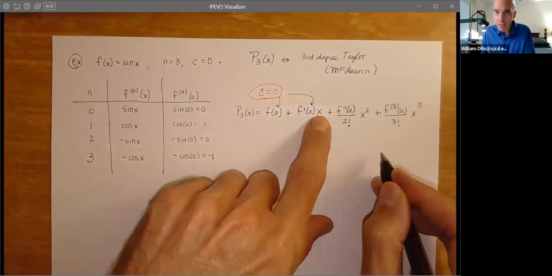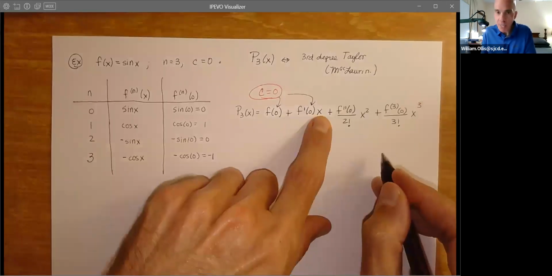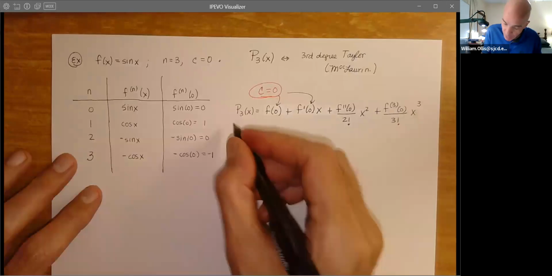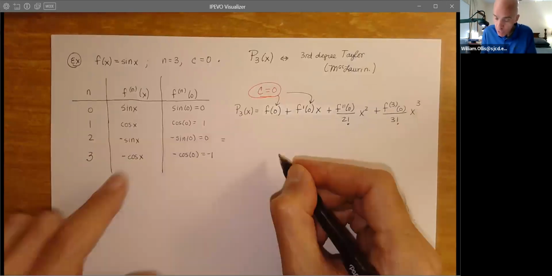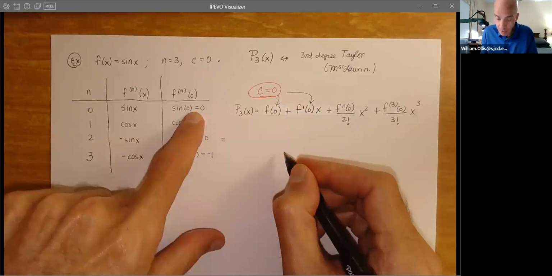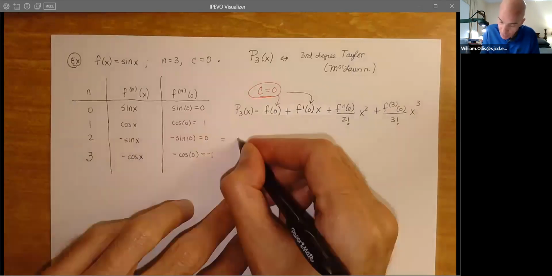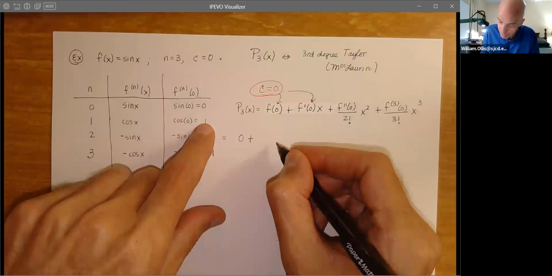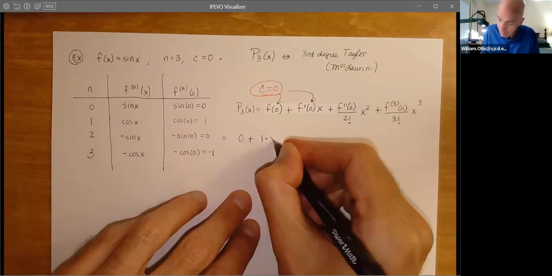So x minus c becomes x, evaluation at 0. So now let's fill everything in. The first term is 0 because this is just f of 0 here. So we have 0 plus, so now we have a 1 times an x.